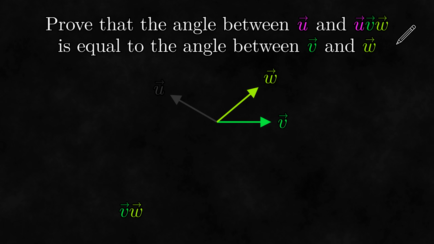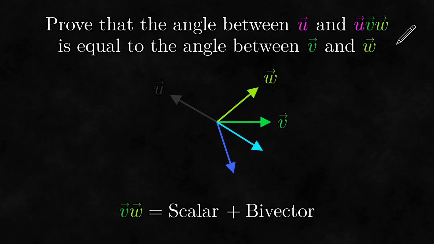We've seen in previous videos that it's the sum of a scalar and a bivector. Scalars aren't affected by rotations, and in two dimensions, bivectors aren't either. This means that if we rotate v and w by the same amount, their product stays the same. So given any vectors v' and w' that are the rotated versions of v and w, their product is equal to the product of v and w.